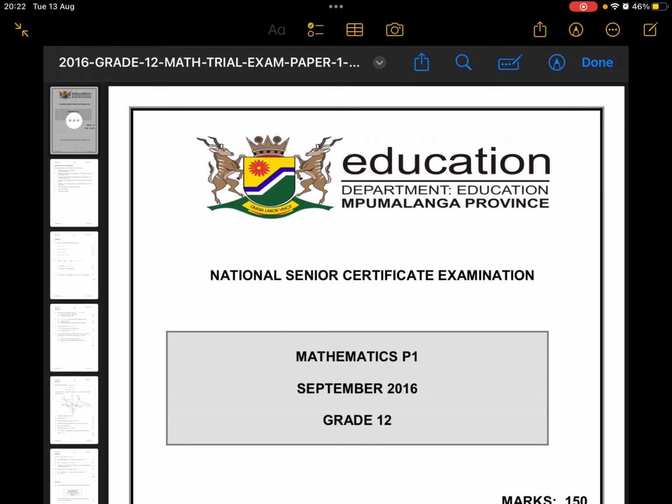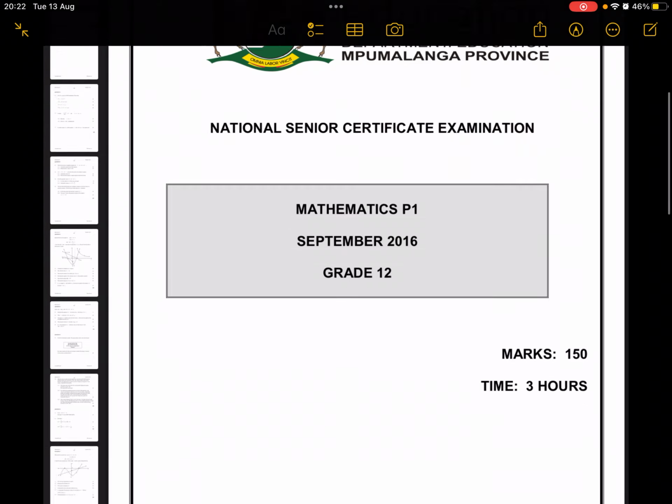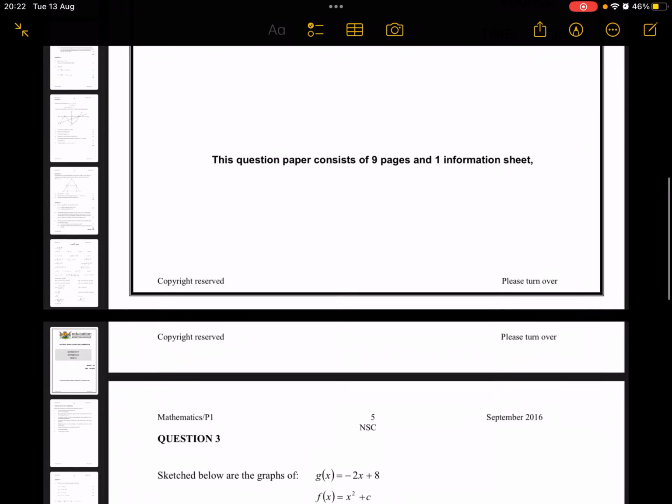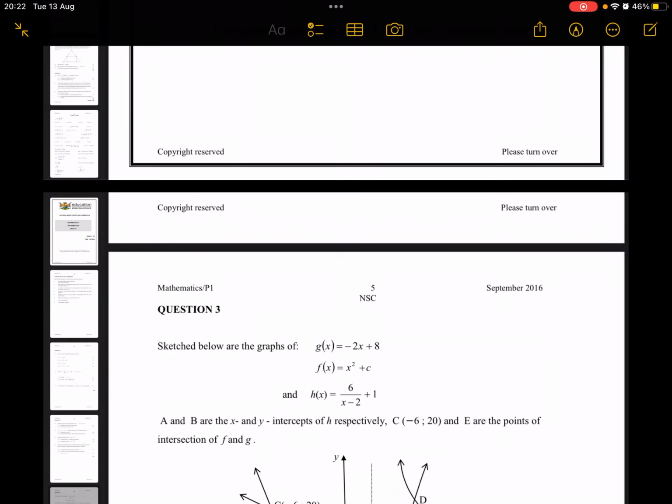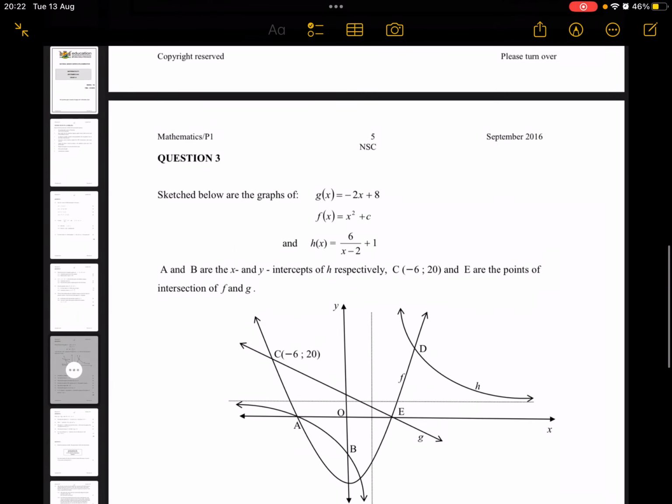Today we're looking at the Mpumalanga Maths Paper 1, September 2016 trial exam for grade 12. Our focus today is on question 3, which is functions. Now, in these functions, there are 3 different types of functions.